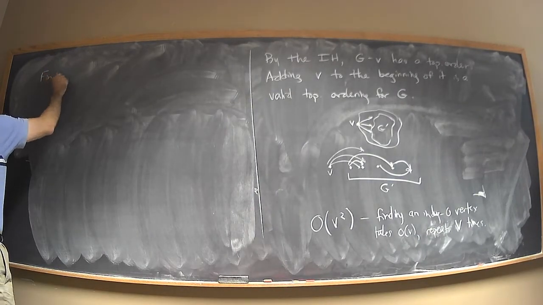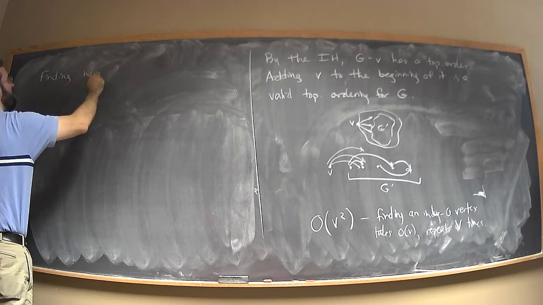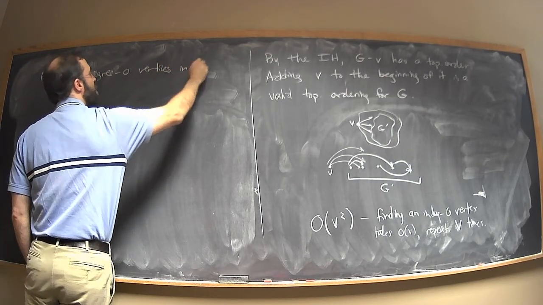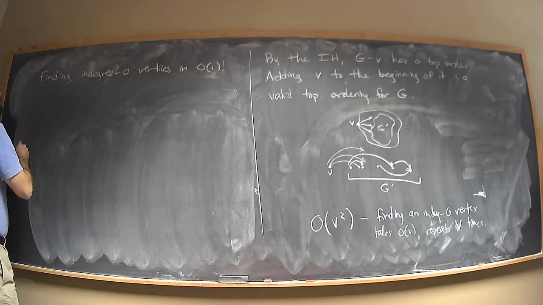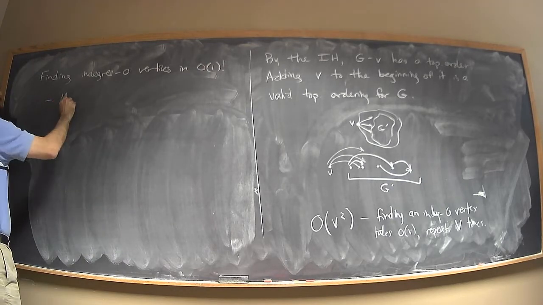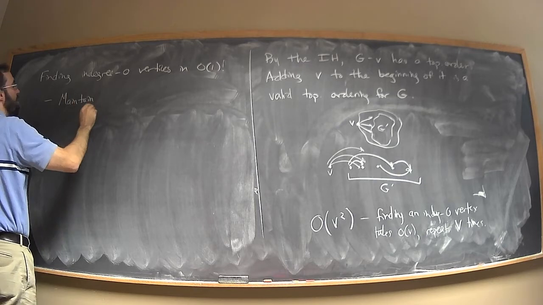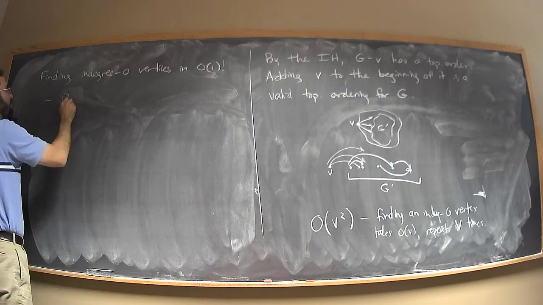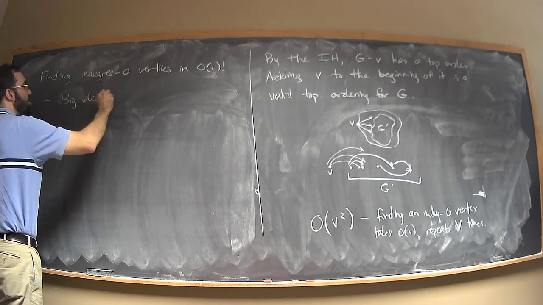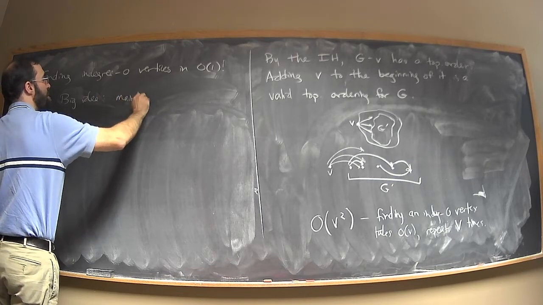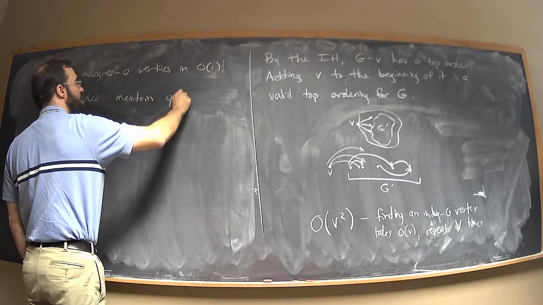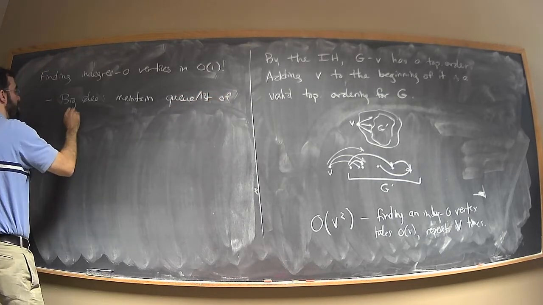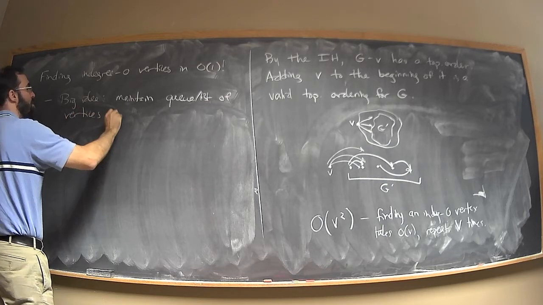So we want to find in degree 0 vertices in O(1). The big idea is to maintain some kind of queue or list or whatever of vertices with in degree 0.